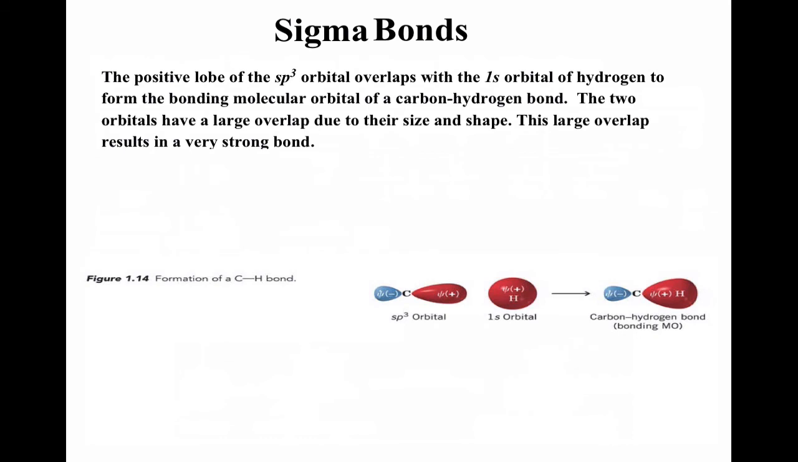So if we take an sp3 orbital, for example, from a carbon atom, and I'm just showing one of them here. You've got to know the others are there as well, but just for simplicity. And I overlap that with a hydrogen atom, which just has a 1s orbital, which is a sphere. I form a bond, right? What are these colors meaning?